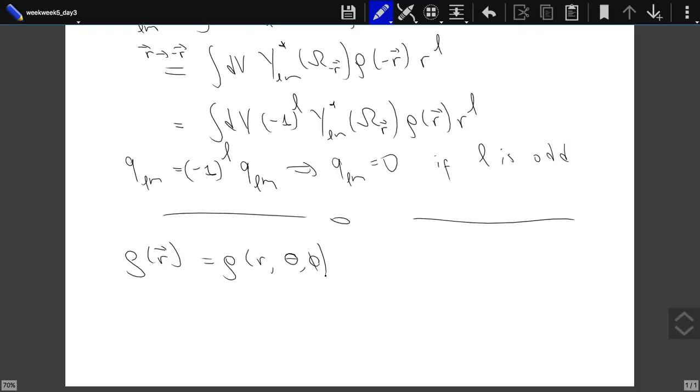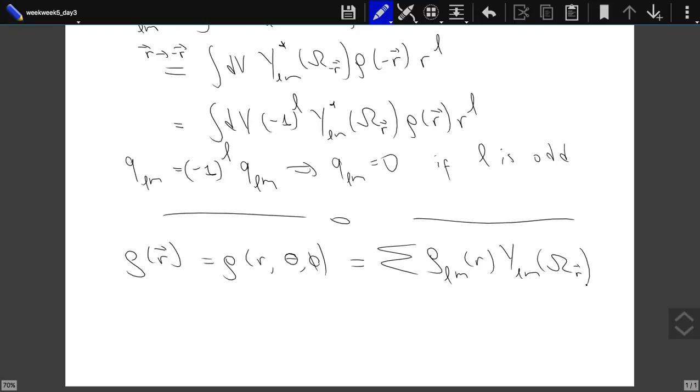Any function of theta and phi we can expand in terms of spherical harmonics, right? So let me write it in this form: rho_lm, which will be a function of only the radial coordinate, times Y_lm of omega_r. Let me use this notation. Given the charge distribution, we can determine what this rho_lm(r) will be.